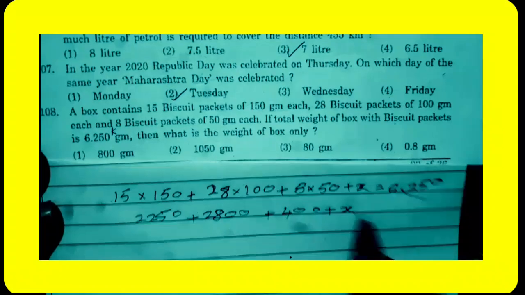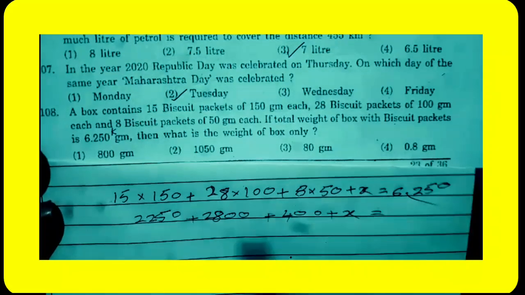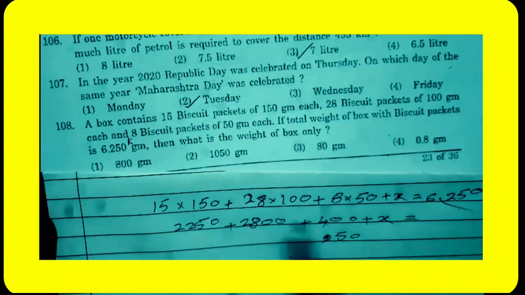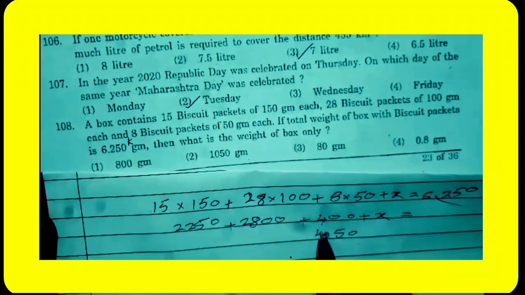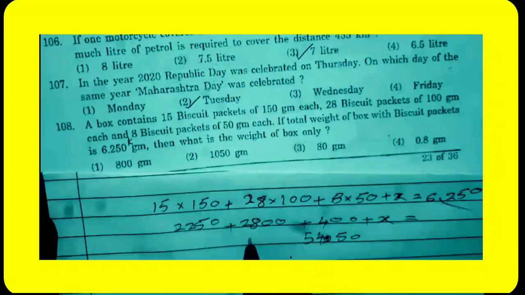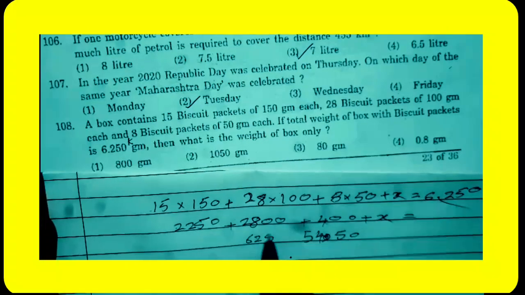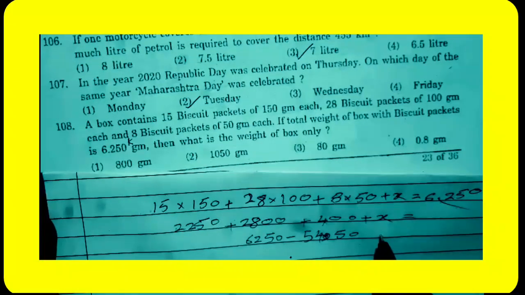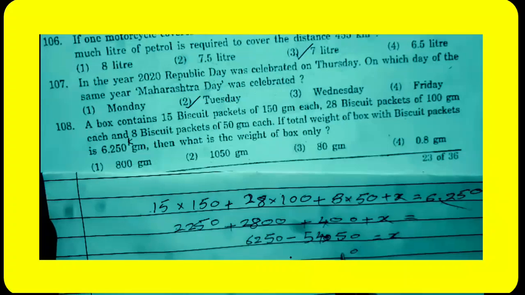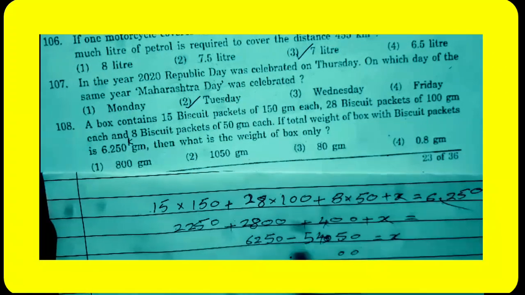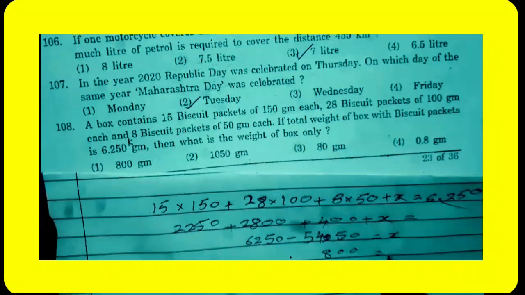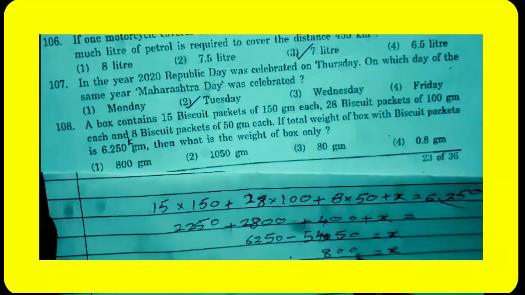400 plus 6, 8, 50, 8 plus 2 plus 18 plus 4, 14, 2, 2, 4 and 1, 5. This is 6,250 minus is equal to X. 5 minus 5 is 0, 2, carry 1, 12 minus 4 is 8. So our answer is 800 gram.